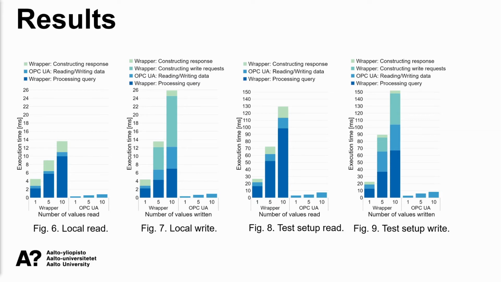When using the test setup, where the OPC UA server and the wrapper are run on Raspberry Pis, the latency is substantially higher. This can be explained by the difference in computational power between the laptop and the Raspberry Pi. Increasing the number of values to be written also increases the latency, and it exceeds 100 milliseconds with 10 values.